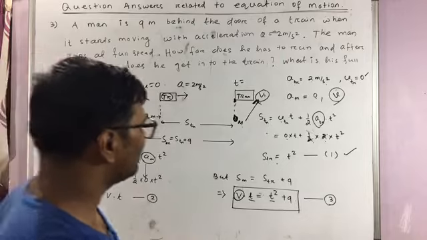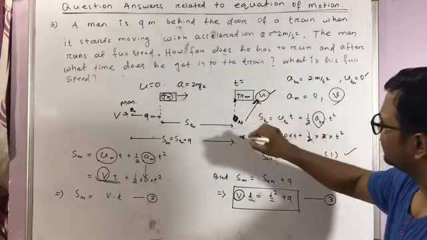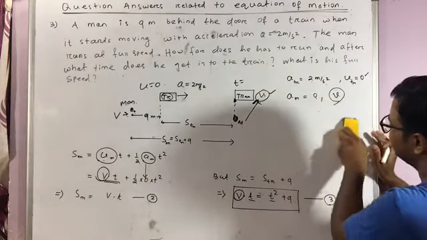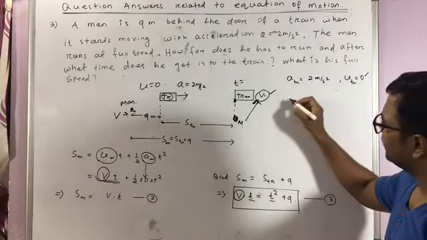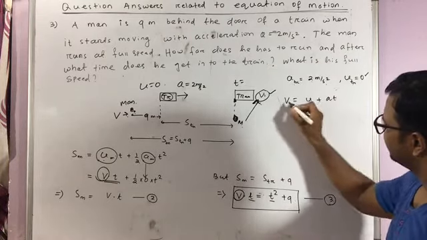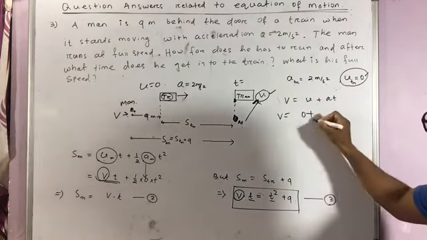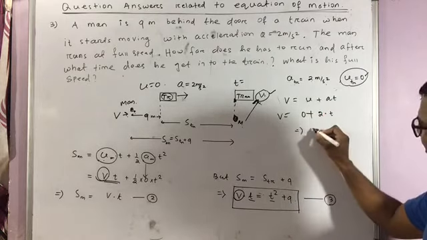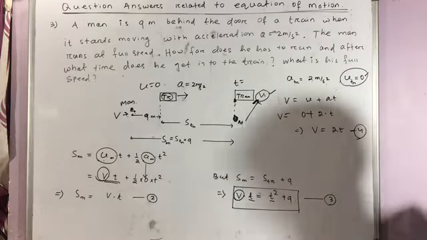So in that case we can calculate the speed of the man at this moment, v, because this train is accelerating and its initial speed is 0. And we know the formula v is equal to u plus at. So this v is equal to u of the train, which is 0, plus acceleration of the train, which is 2, into t. So which implies v is equal to 2t. Let us take it as equation number 4.